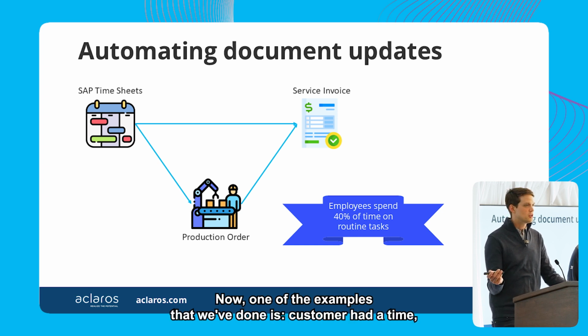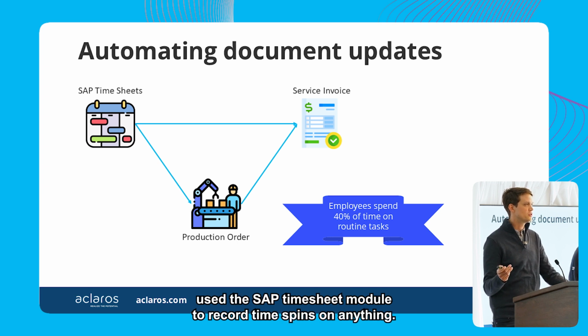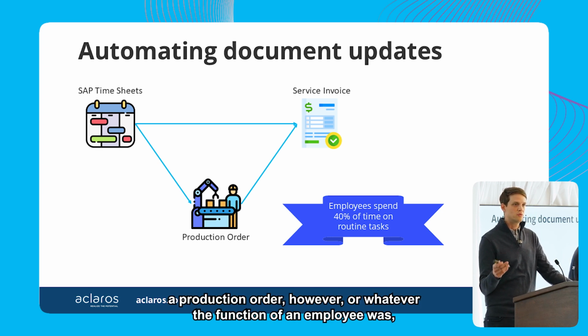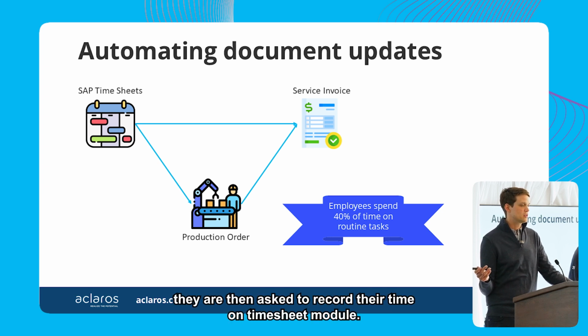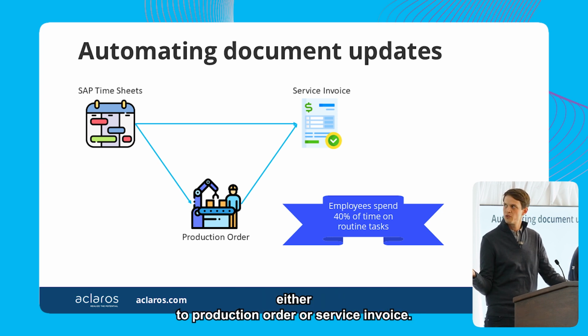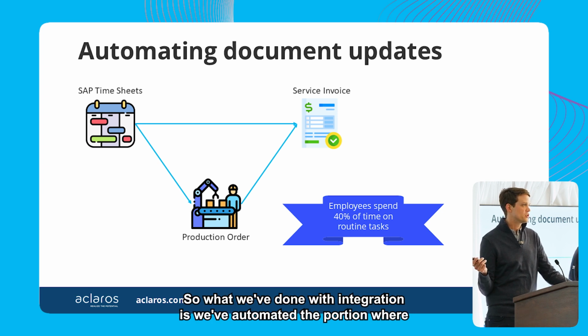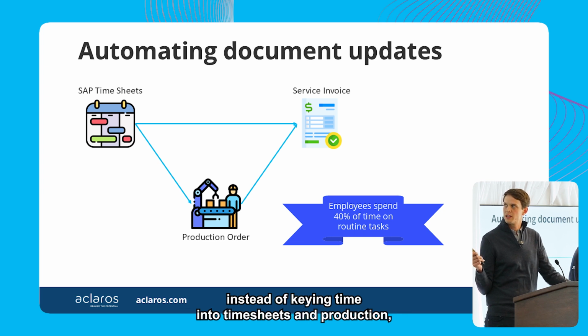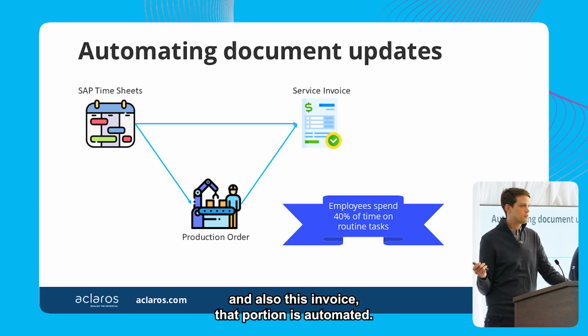Now, one of the examples that we've done is the customer had used the SAP timesheet module to record time spent on anything. So whether that is a service call, a production order, or whatever the function of an employee was, they are then asked to record their time on a timesheet module. Traditionally, an employee might also be asked to add their time either to a production order or service invoice. So what we've done with the integration is we've automated the portion where instead of keying time into the timesheet and production order and/or service invoice, that portion is automated.